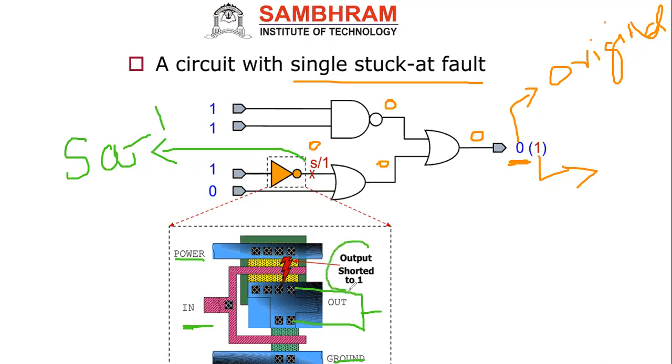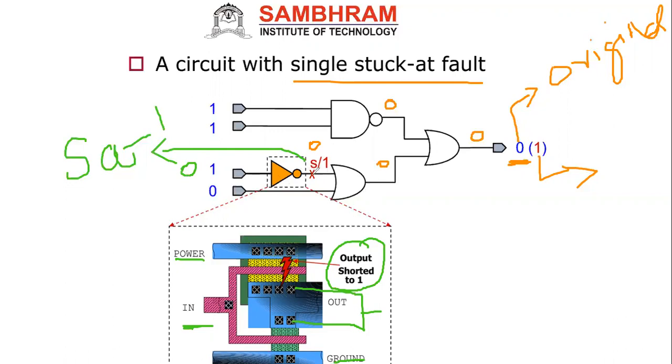The output is shorted to VDD. Due to that, we got the output like this. So that's why here we are making stuck at 1. Now if I make stuck at 1, we have to check the output here only, correct? If it is stuck at 1, we are checking only for this. When I give input equal to 0, output will be made as what?